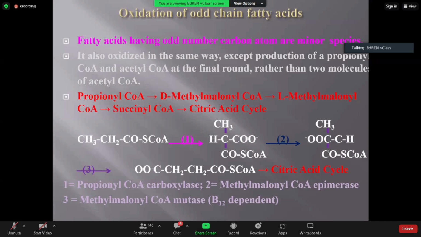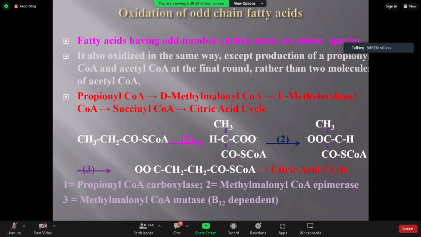Suppose a 17 carbon fatty acid. Firstly, it will be activated into fatty acyl coenzyme A by using 2 ATP, and then it will go through 6 rounds or 7 rounds. Suppose 7 rounds, then 7 into 2 equals 14, and 3 carbons. So you will get 7 acetyl coenzyme A and 1 propionyl coenzyme A.